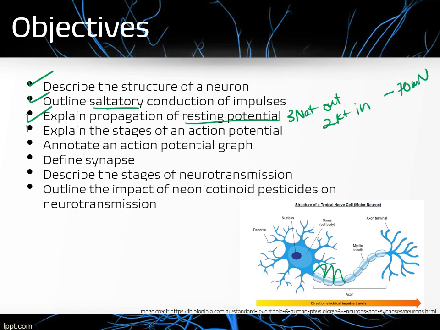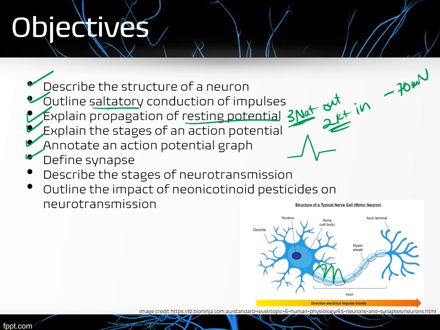We talked about those stages of action potential. The depolarization when the sodium gets in, the repolarization when the potassium gets out. That little bit of hyperpolarization while we wait for everything to get back to normal. We annotated those action potential graphs. Resting potential, depolarization, repolarization, hyperpolarization, back to resting potential.